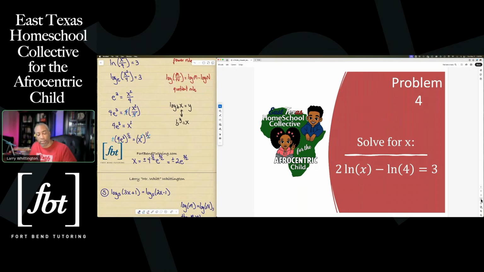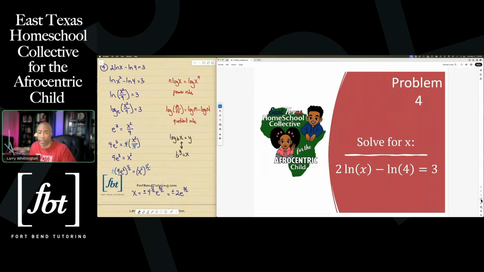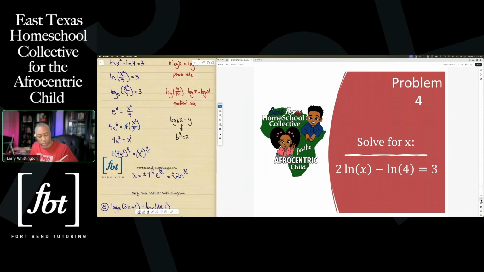Now, back in our original problem, we had 2 times the natural log of x. And you know the argument cannot be negative, which means that we're going to ignore that negative version of that plus or minus 2e to the 3/2 power. And we'll just end up with a solution of 2e to the 3/2 power. And this is our exact answer to the problem there. That was problem number 4.